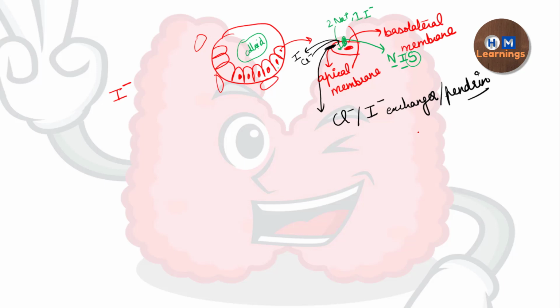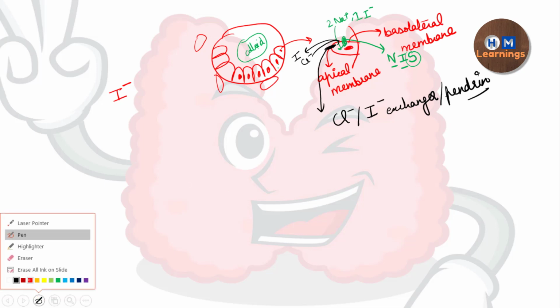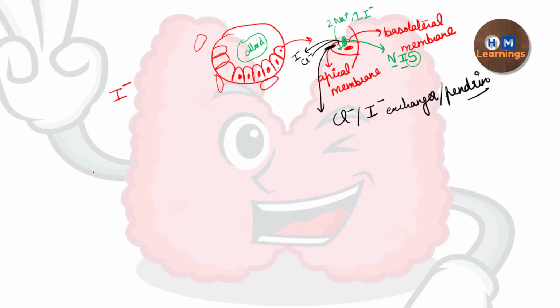Okay, so now we have iodide that has crossed from the circulation into the thyrocyte, and from the thyrocyte it has reached inside the colloid. Okay, so why has it reached the colloid? For that again we have to move to the follicle cell. Because it is a bit messy, I'm going to draw the thyrocyte again here.